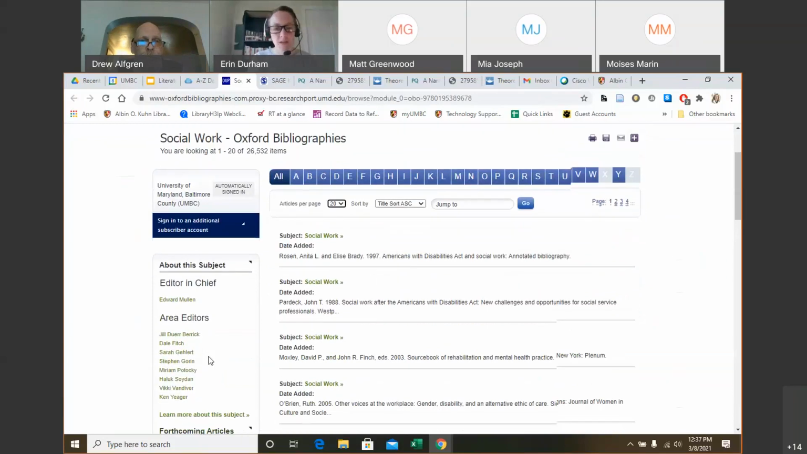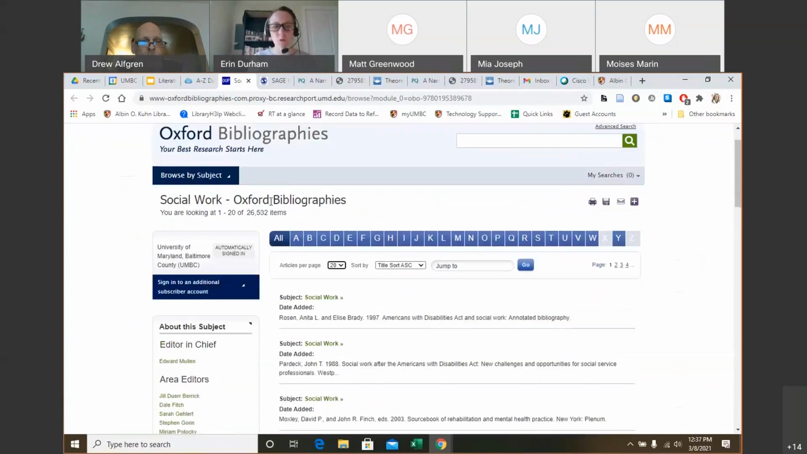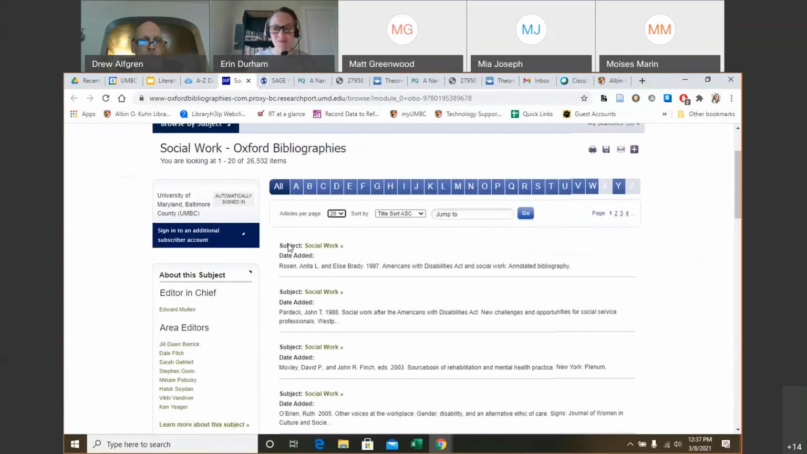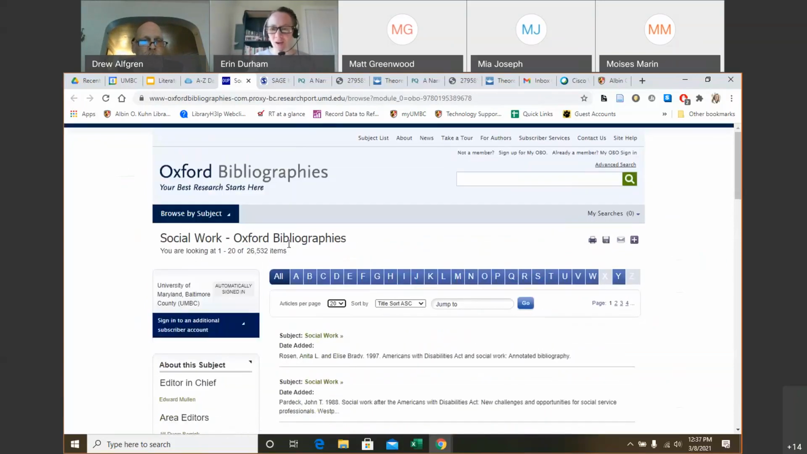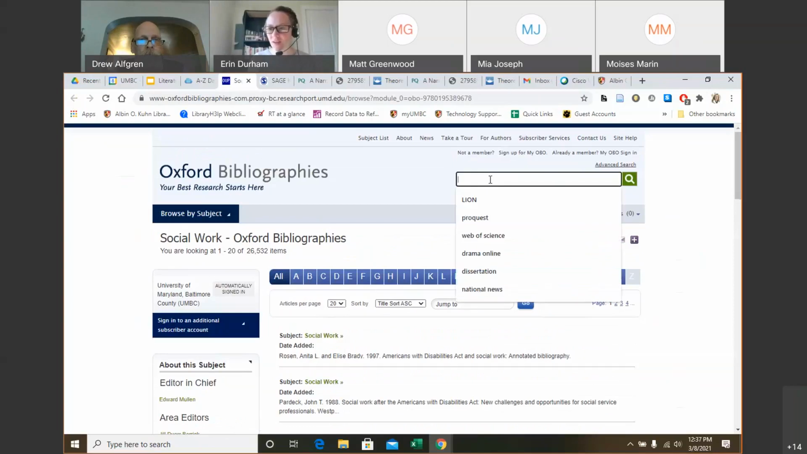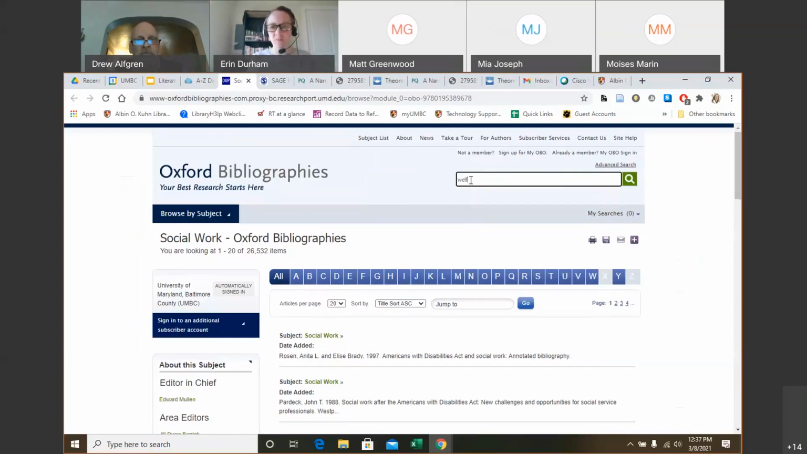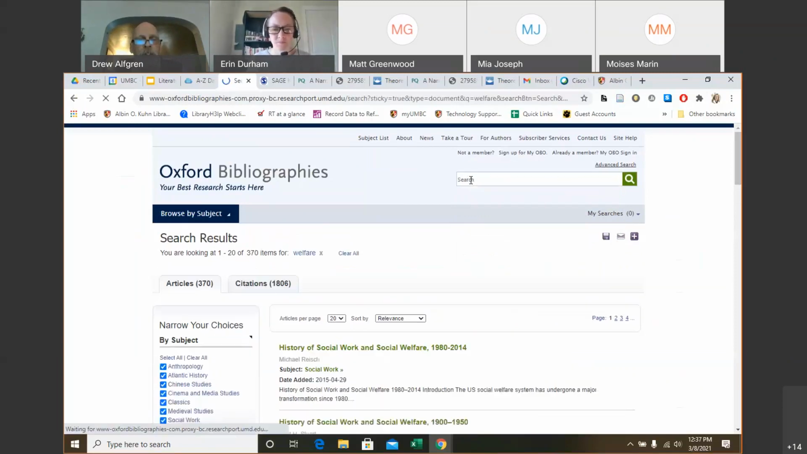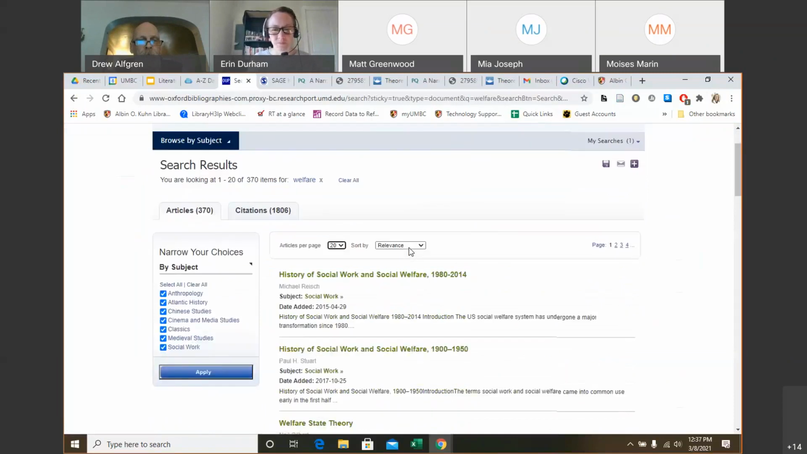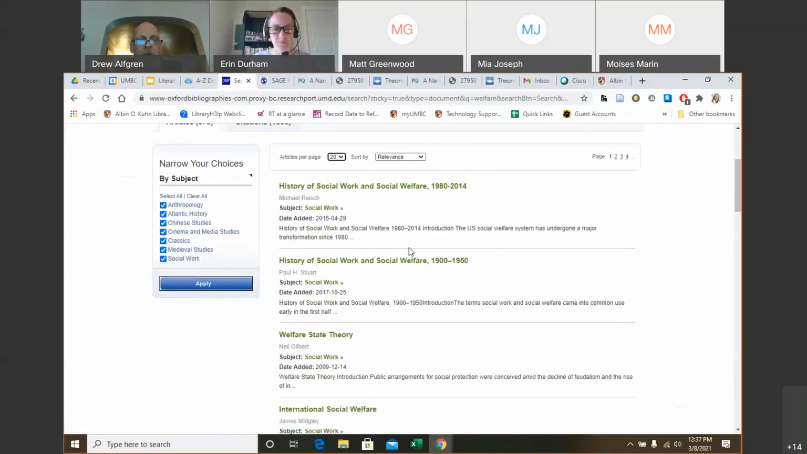You can see that this bibliography is solely dedicated to social work. But within social work, of course, is very, very broad. And so you can search within it here and look at a specific topic. So you could do welfare. Okay, that's a big one. It's going to look for your keyword search, and then bring it up.